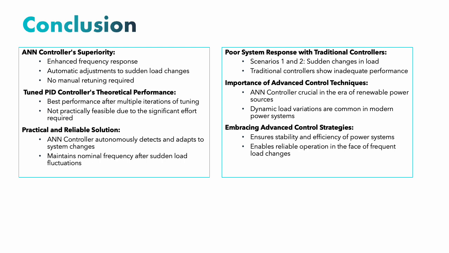Now, in terms of practical and reliable solutions, we see the ANN controller can autonomously detect and adapt to system changes, like I've explained earlier, which is a better advantage over the PID controllers, and it maintains the nominal frequency after sudden fluctuation. So you are guaranteed that when there's a sudden fluctuation, the ANN controller is able to maintain the frequency back to its original frequency, if not equal, close to it, which is acceptable.